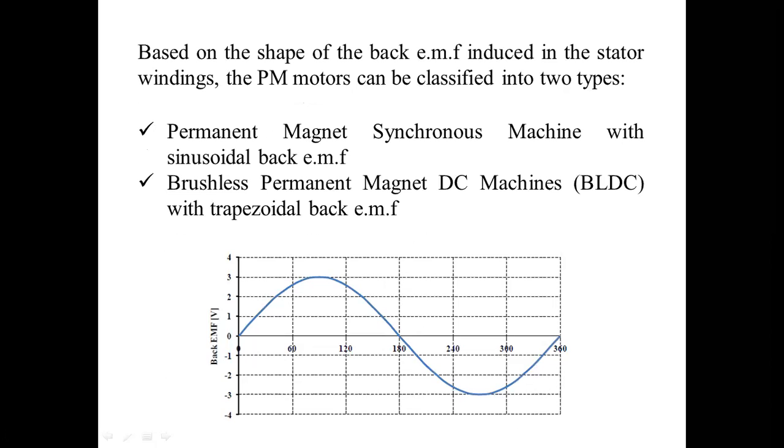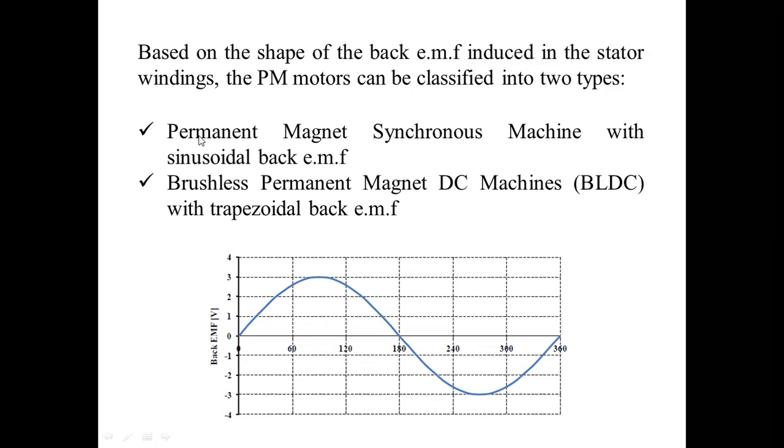Next, based on the shape of the back EMF induced in the stator windings, permanent magnet motors can be classified into two types. Here, the back EMF is induced within the stator of the BLDC motors. Here, there is a classification.